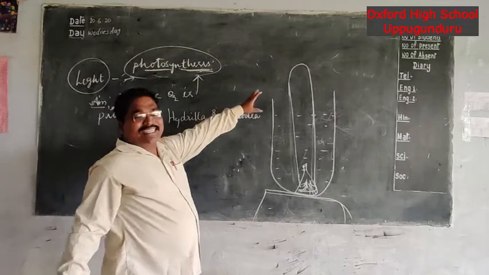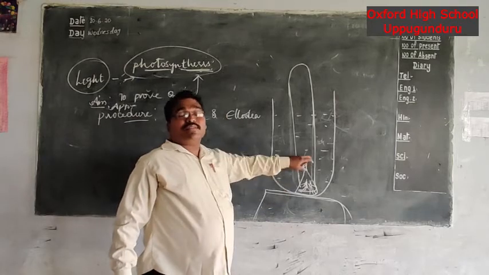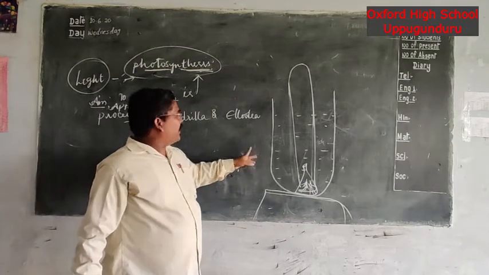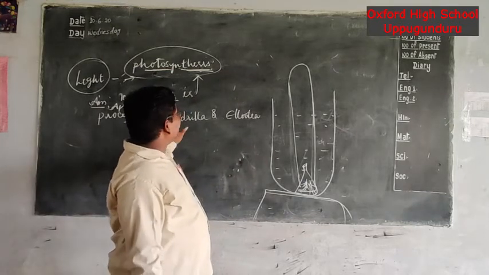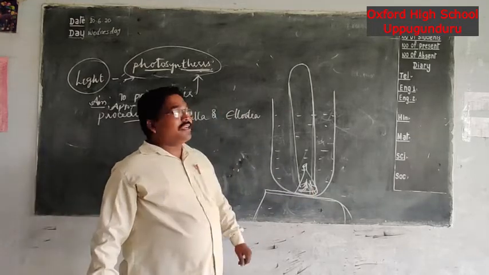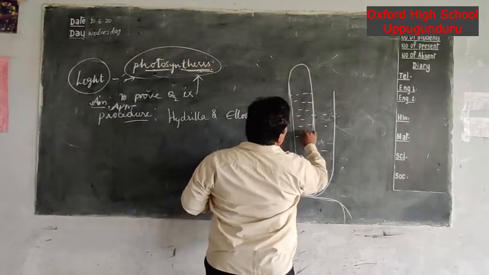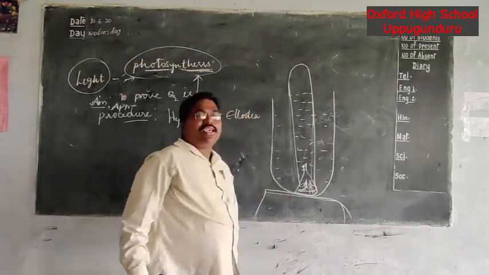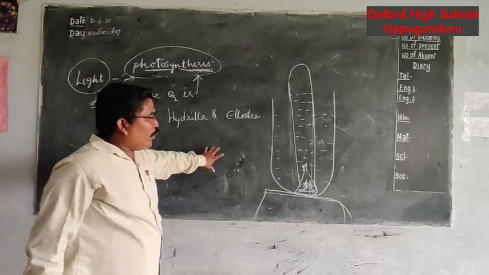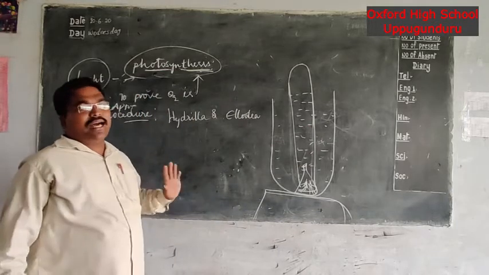Now take a test tube full of water and invert it over the mouth of the stem of the funnel. Arrange the apparatus as shown in the figure: take water plants like hydrilla or elodea, place them in the short stemmed funnel, and invert a test tube full of water over the stem of the funnel. Make two identical sets like this, and keep one set in the sunlight and another set in the dark.